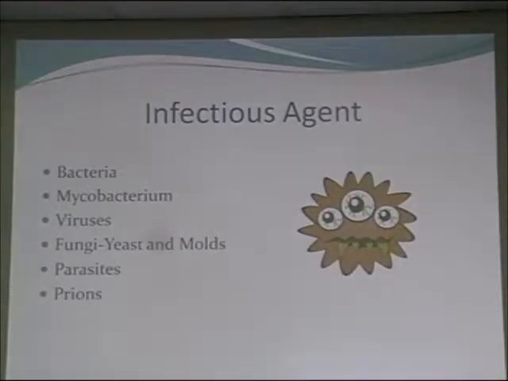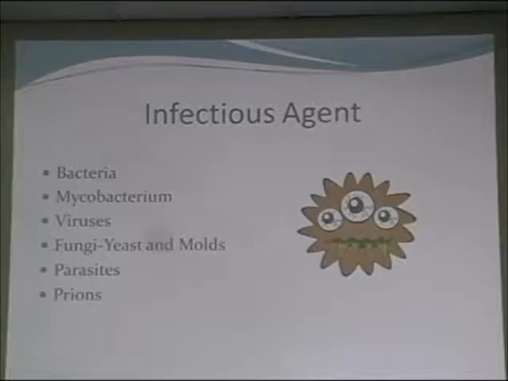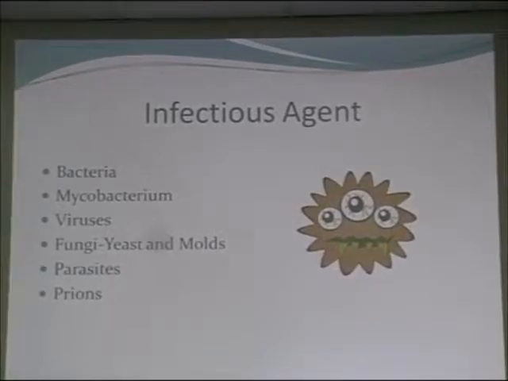So infectious agents, these are bacteria like staph, Klebsiella. The mycobacterium, the big one, tuberculosis. Viruses, HIV, influenza. There's fungi, yeast, molds, parasites, scabies, head lice, and then prions, which are abnormal pathogenic agents that cause neurodegenerative disorders. A big one would be mad cow.